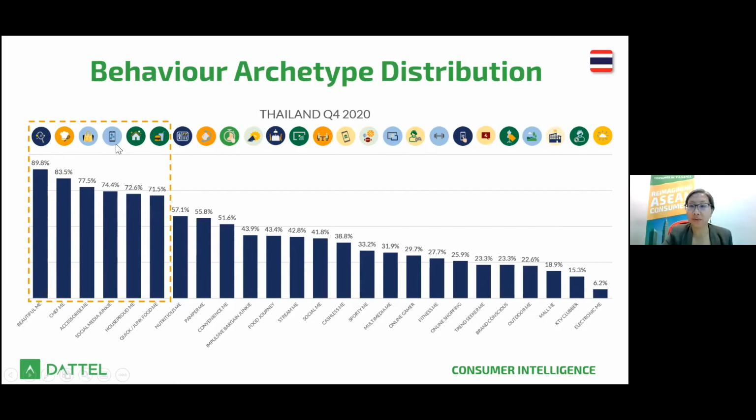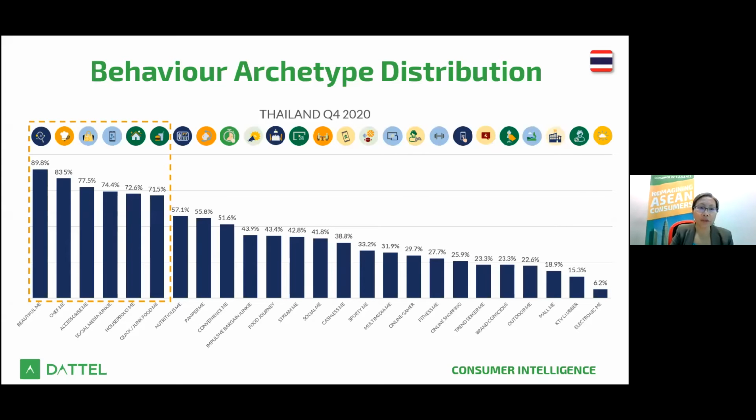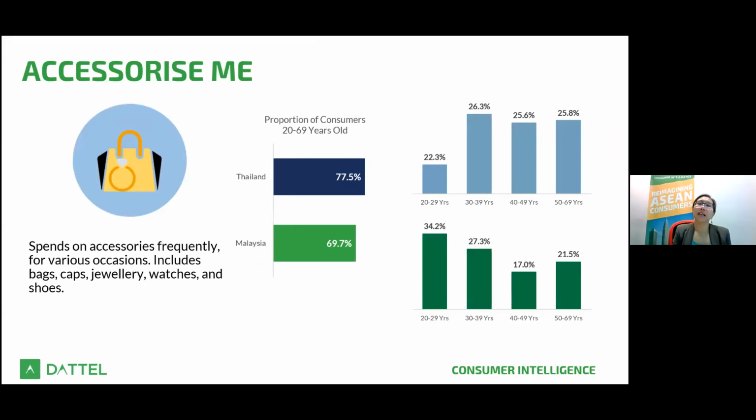Now, what I want to show you also is the top 6 behavioral archetypes. There will be further details about all the 25 behavioral archetypes, but I just want to highlight those top 6. If you remember, we're looking at Beautiful Me, Chef Me, Accessorize Me, Social Media Junkie, House Proud Me, and Quick Junk Food Me, which are the top 6 in both Malaysia and Thailand. So what are these top 6? In no particular order. Accessorize Me, for example, you can see the proportion.